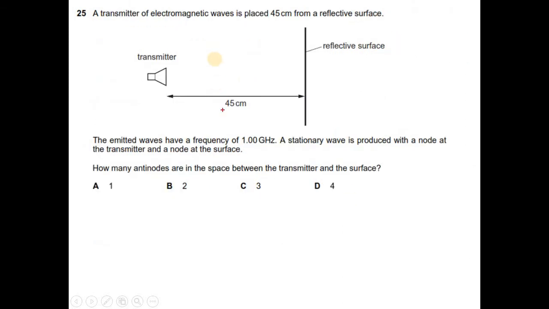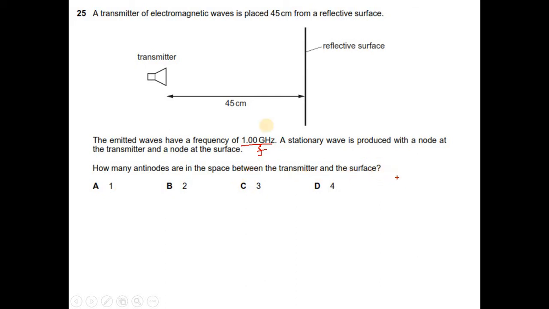A transmitter of electromagnetic wave is placed 45 cm from a reflective surface. Transmitter, reflective surface, 45 cm distance. The emitted wave has a frequency of 1 gigahertz. A stationary wave is produced with a node at the transmitter and a node at the surface. How many antinodes are in this space between the transmitter and the surface?